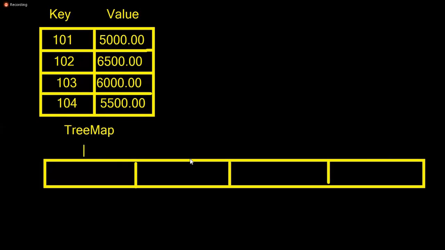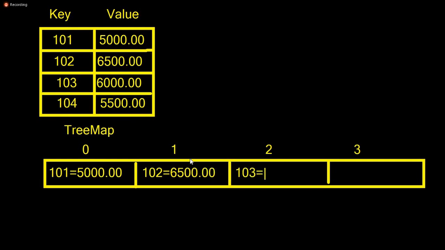Indexes 0, 1, 2, 3. Here 101 equal to 5000, 102 equal to 6500, 103 equal to 6000, 104 equal to 5500. We will make it a set because duplicates should not be allowed.